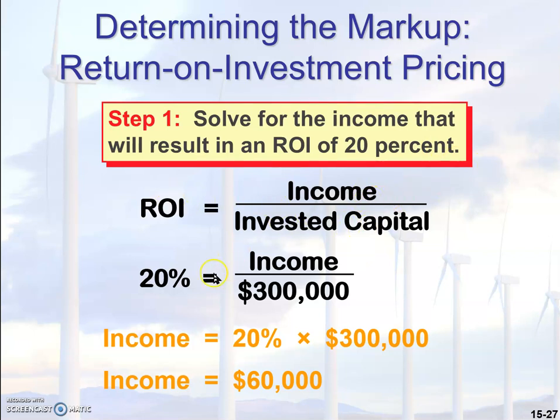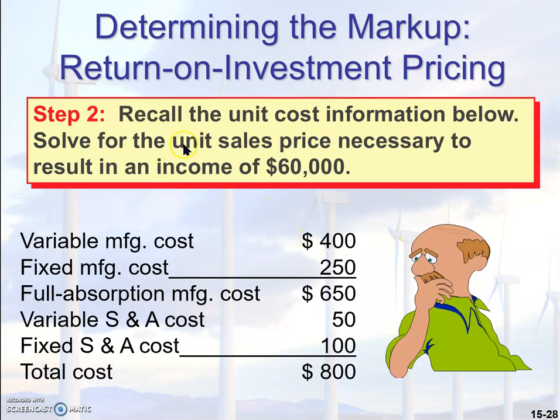So first, it's the 20% multiplied with the invested capital or the investment. So we have the income of 60,000. Return on investment is equal to income over invested capital. And let us solve for the unit selling price so that we get to the 60,000 income.